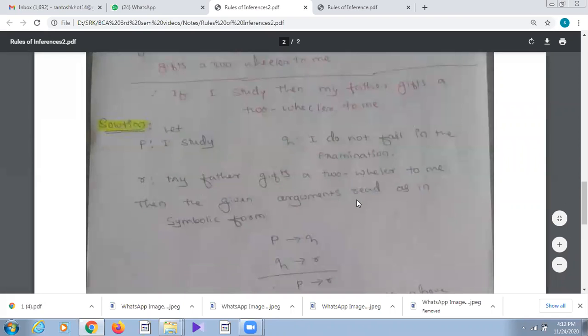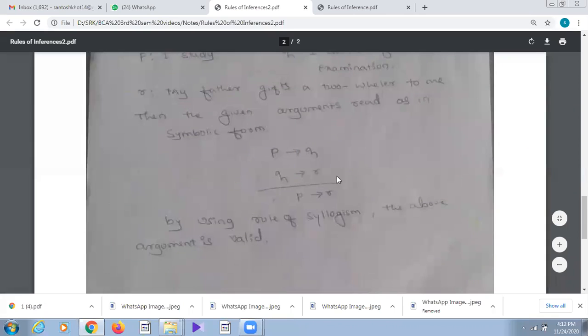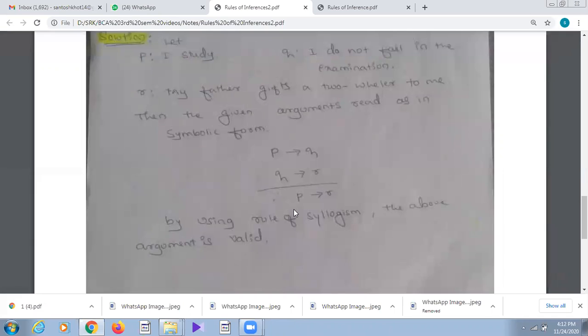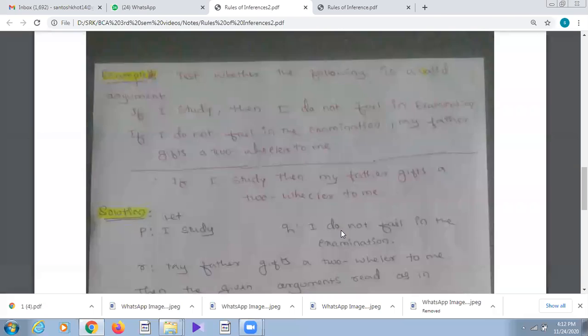Okay. So the next type of problem is where we have to apply some rules, and in one symbolic form, you have to apply two or more rules. Here we applied only one rule, that is the rule of syllogism. We got that this argument is valid. The fourth is also the same, and the third also.